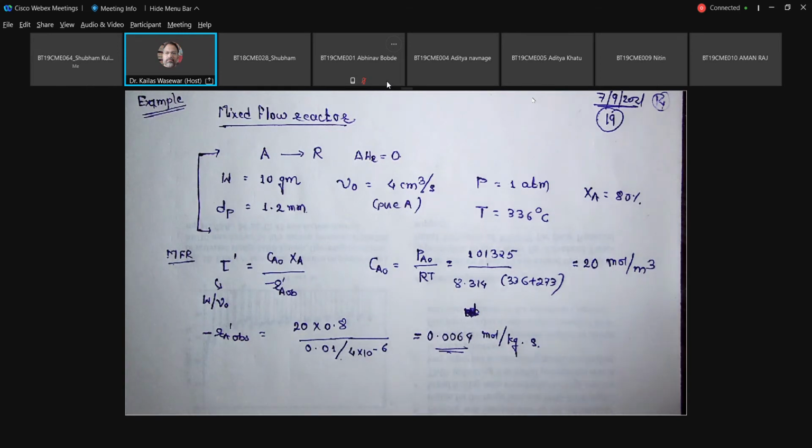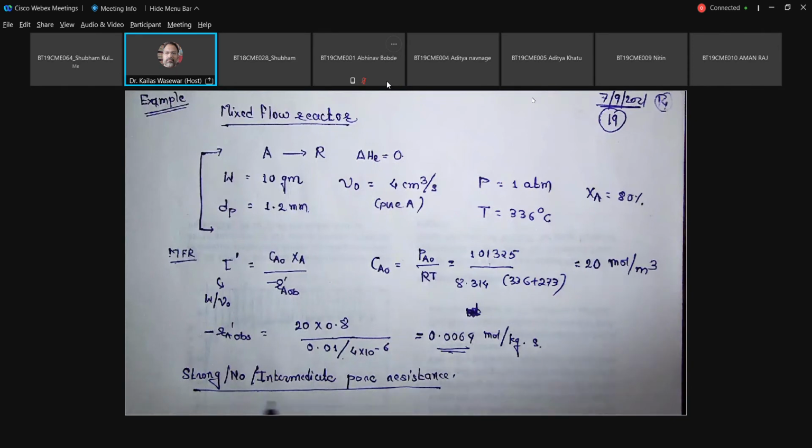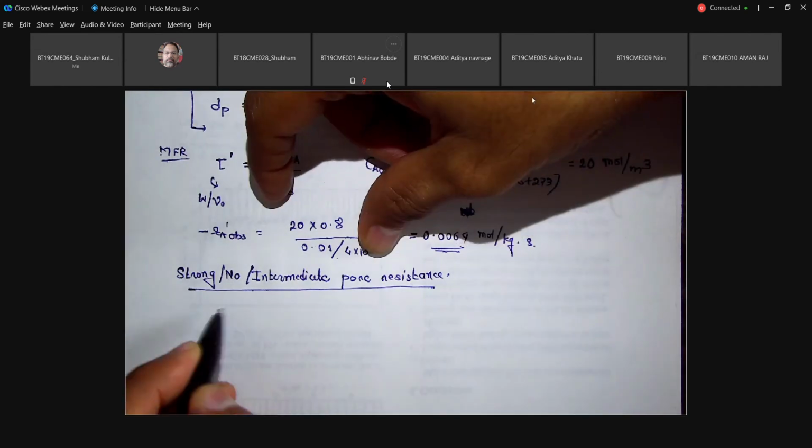Now, first we have to find out, using this observed value, whether it is strong, low or intermediate pore diffusion resistance. So to identify this, we'll use the Wagner module, that is MW.